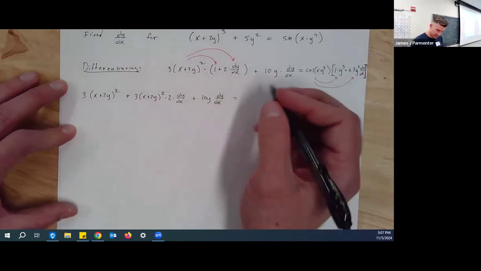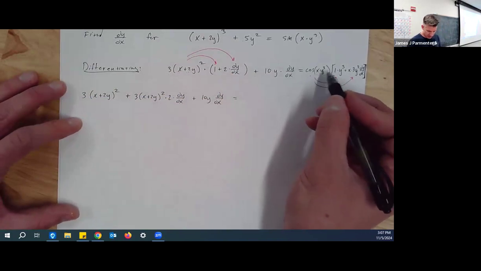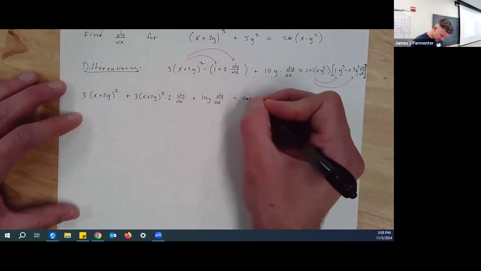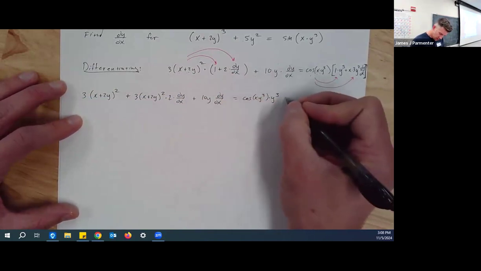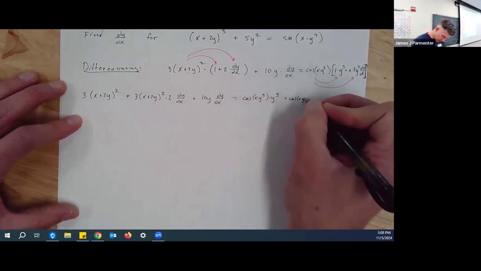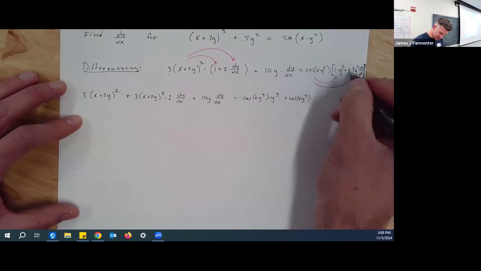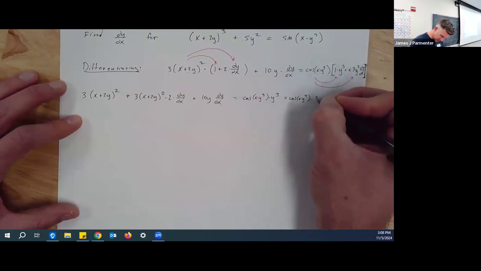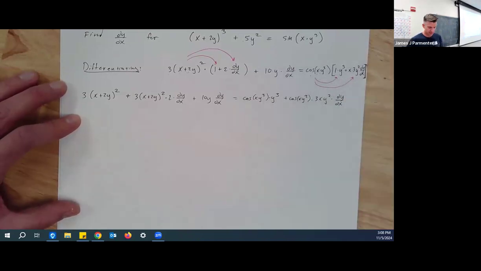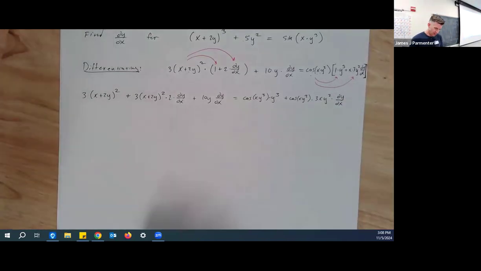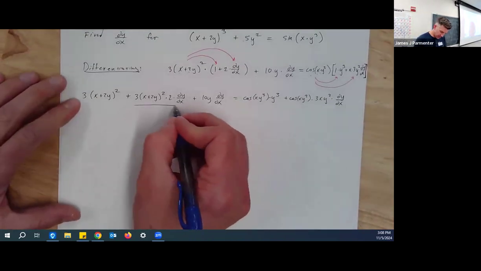Sorry, I probably could have said that earlier. Cosine of xy cubed times y cubed. And finally, cosine of xy cubed times x times 3y squared. So 3xy squared times dy/dx.